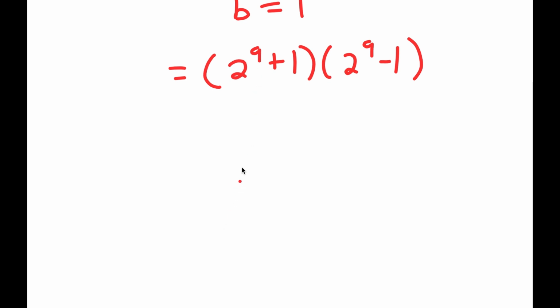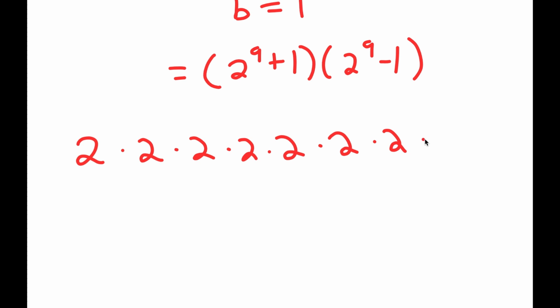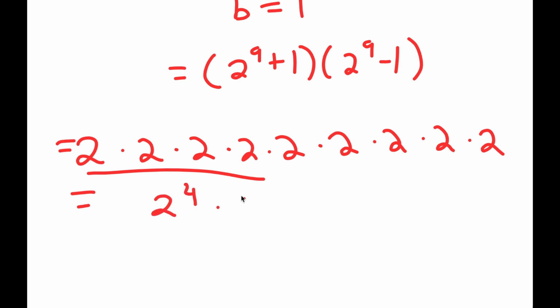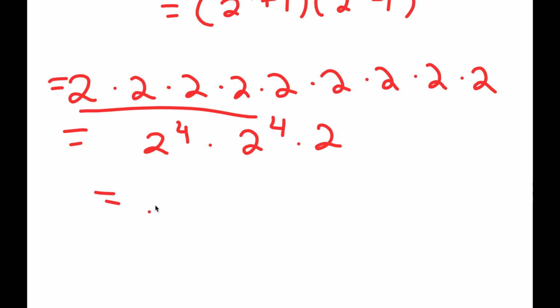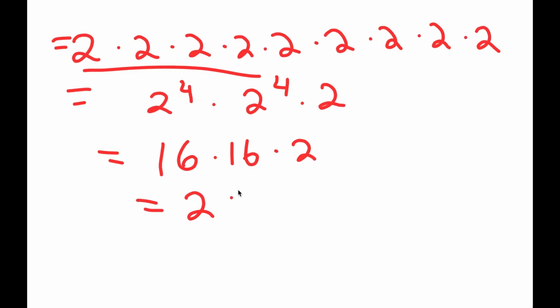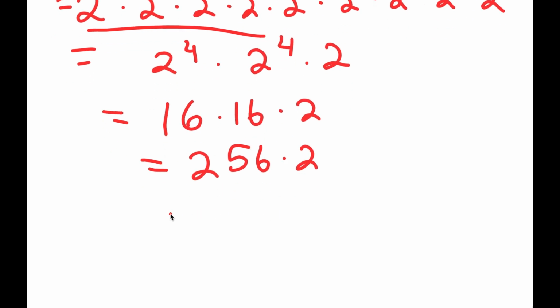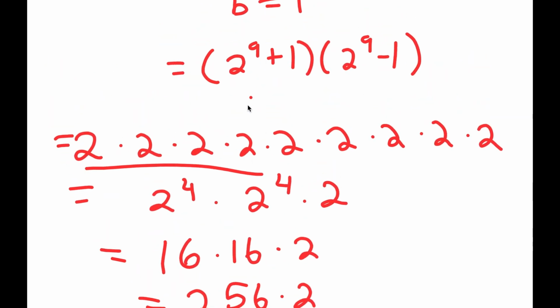So 2 to the power of 9, well, what is the value of that? Well, that's the same thing as 2 times 2 times 2 times 2 times 2 times 2 times 2 times 2 times 2. So 2 times itself 9 times, right? Which is the same thing as 2 to the power 4 times 2 to the power 4 times 2, right? And we know that 2 to the power 4 is 16. So we get 16 times 16 times 2, which is equal to 256 times 2, which is equal to 512. So 2 to the power of 9 is equal to 512.